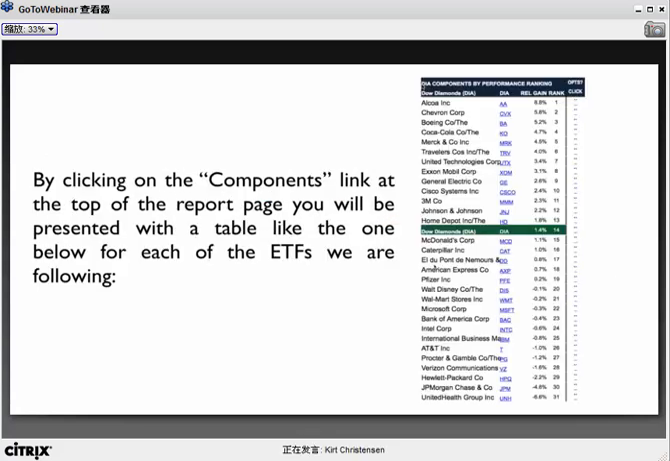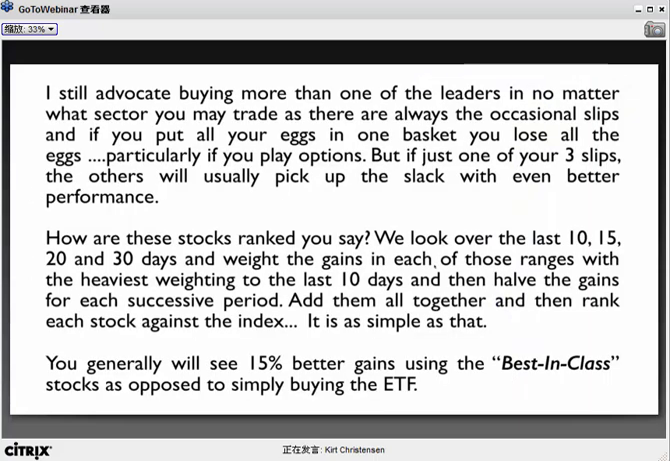So in this case, if we click on the components link, the little link I'm talking about is right over here on the right-hand side. If we click on those links, it's going to show us exactly which option to buy on Alcoa, Chevron, and Boeing. Now, I still always advocate buying more than one, so you don't put all your eggs in one basket.